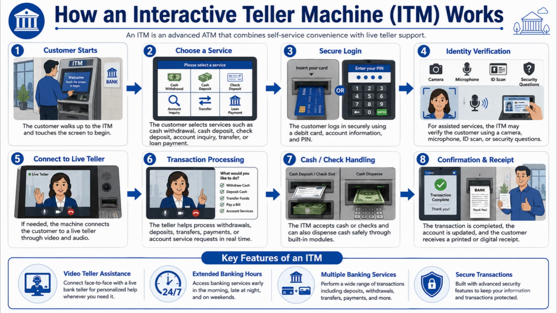Then, the ITM handles cash and checks through its built-in modules. It can accept cash deposits, scan checks, and dispense cash safely. This makes the machine useful for both self-service banking and assisted banking. Finally, when the transaction is completed, the account is updated instantly. The customer receives a printed receipt or a digital confirmation, and the banking task is finished.